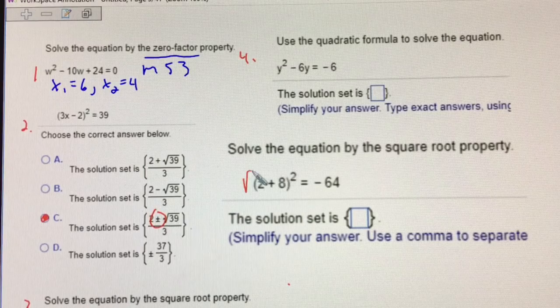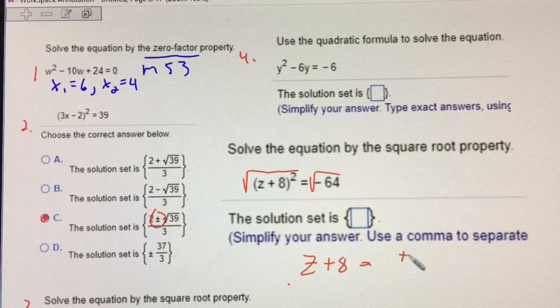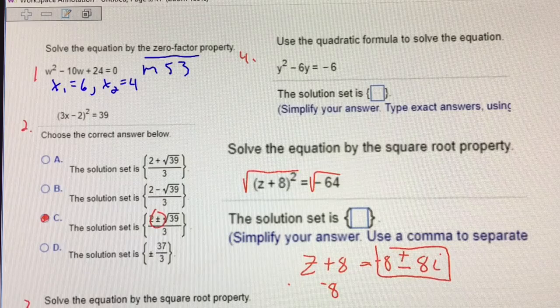To do number 2, again, I'm going to square root both sides. But when I square root negative 64, that gives me z plus 8 equals plus or minus the square root of negative 64, which is 8i. Then I just subtract 8 from both sides. I throw a negative 8 up in front. So there's my two answers. Negative 8 plus minus 8i.